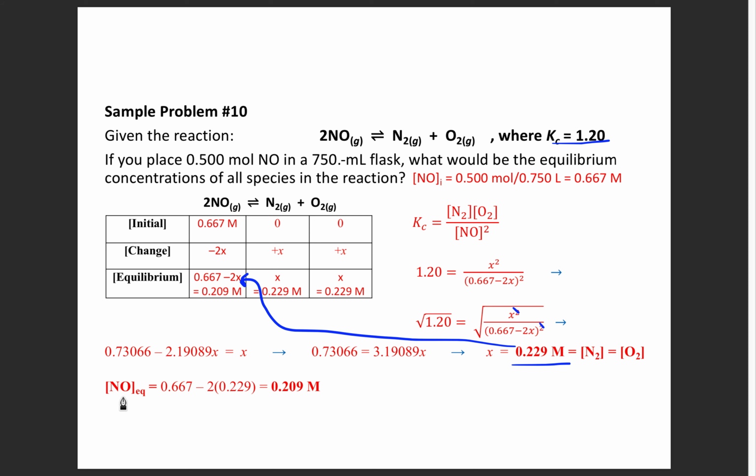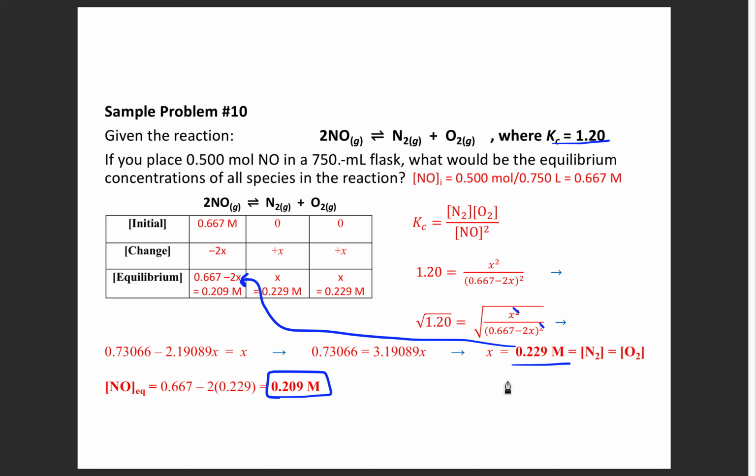So for the chemical equilibrium concentration for nitrogen monoxide, we're going to have 0.667 minus 2 times 0.229, and that will give us the concentration for nitrogen monoxide. And this, the EQ, don't worry about that. Don't let that worry you wondering what that is. That's just your nitrogen monoxide concentration at equilibrium, because we had the initial, that's the little I here, the initial nitrogen monoxide concentration that we put in initially, and then we have the concentration at equilibrium. So that's what the I represents, that's what the EQ represents.